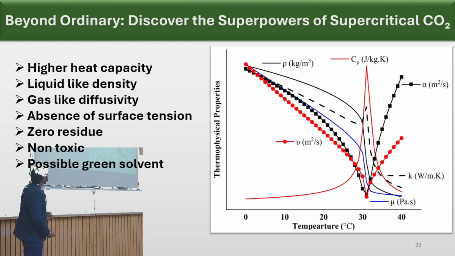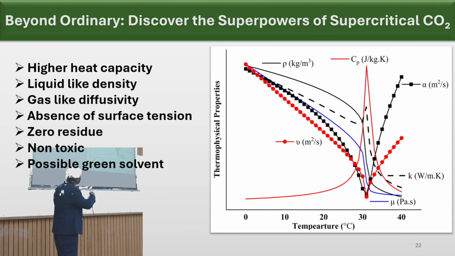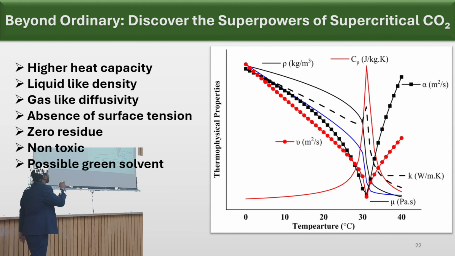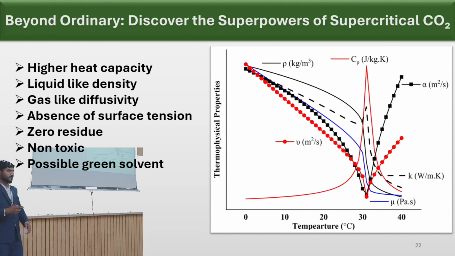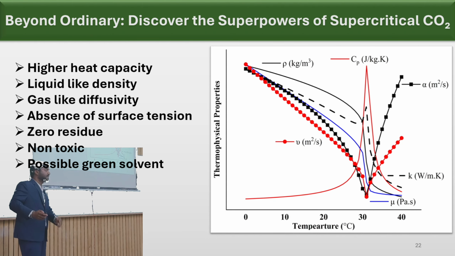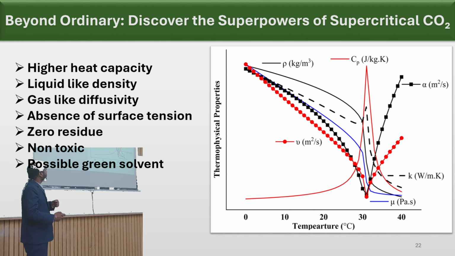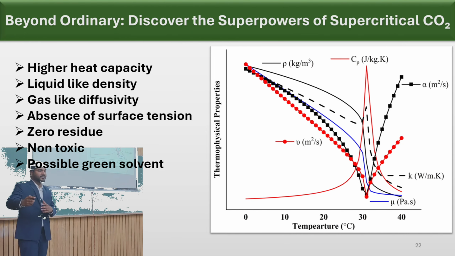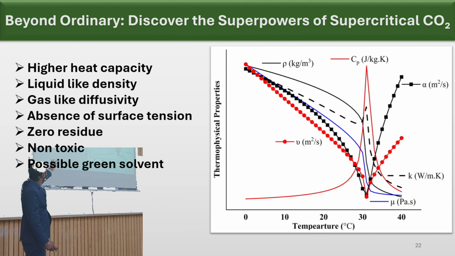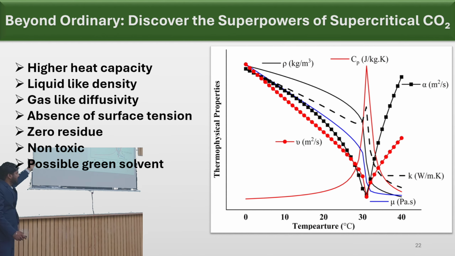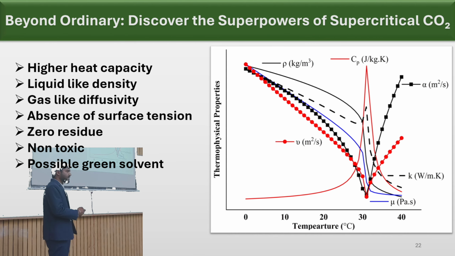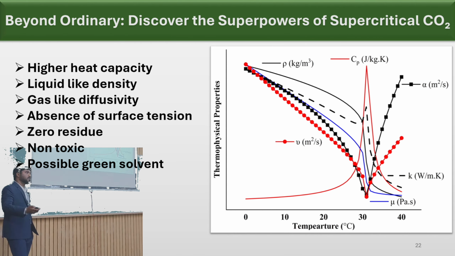What excites me more is the increased value of Cp, right? There is a sharp increased value of Cp. As you all know, the Cp is nothing but the ability to store energy in the form of heat. So if we somehow could use this supercritical fluid as an energy storage, that would be great. It also has properties like gas-like diffusivity and density, which enables it to go into very small pores also. This can be used in the decaffeination of coffee, right?